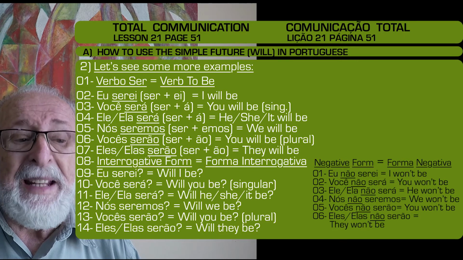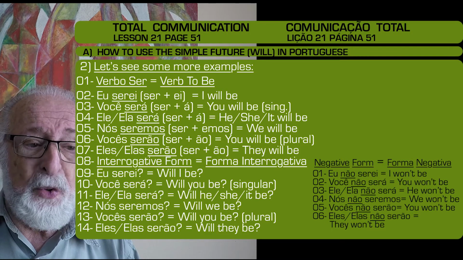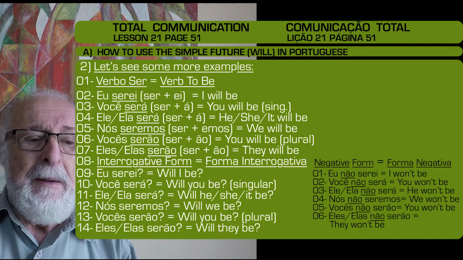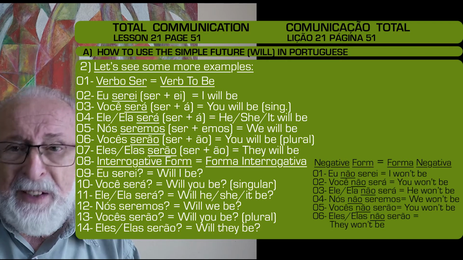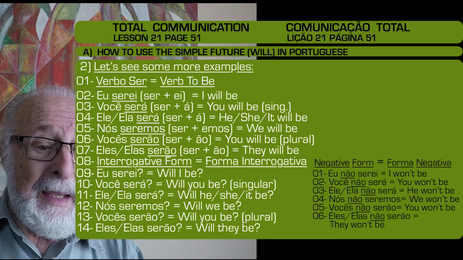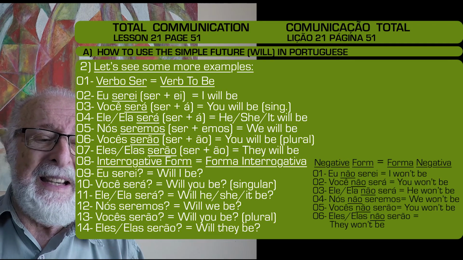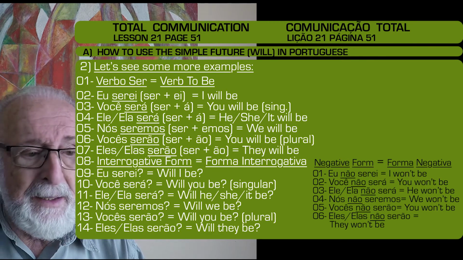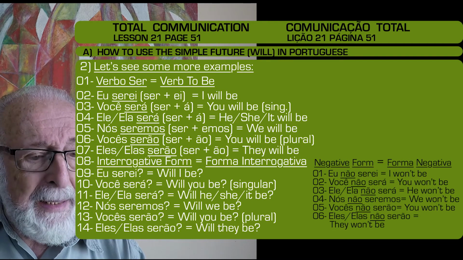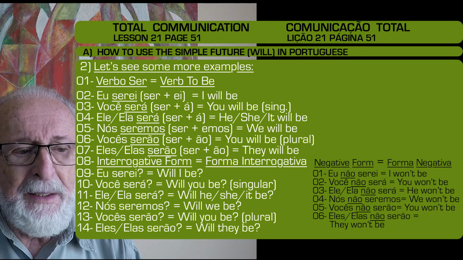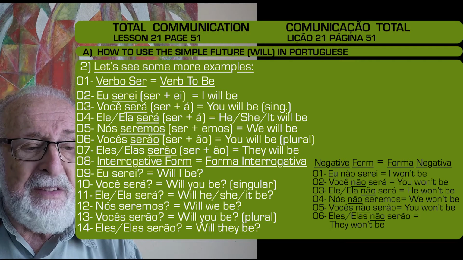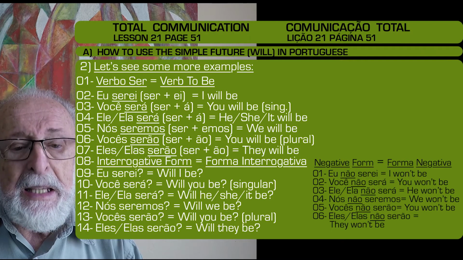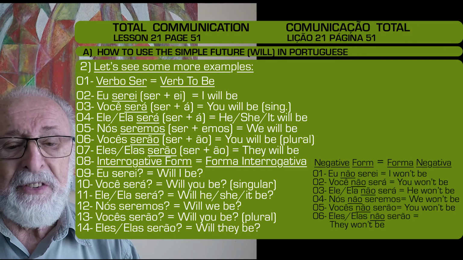Serei. Eu serei. Serei is the base form, ser plus a, like in the previous page. The verb suffix will be the same. Eu serei. Ser plus ei. Serei. I will be. Okay? In line 3, você será. Você será is the base form ser plus a. Você será. You will be. Singular. Okay?